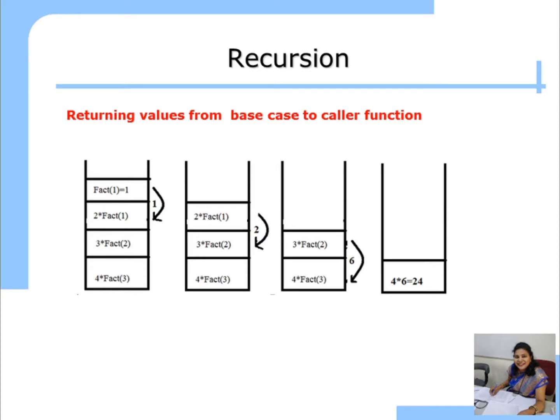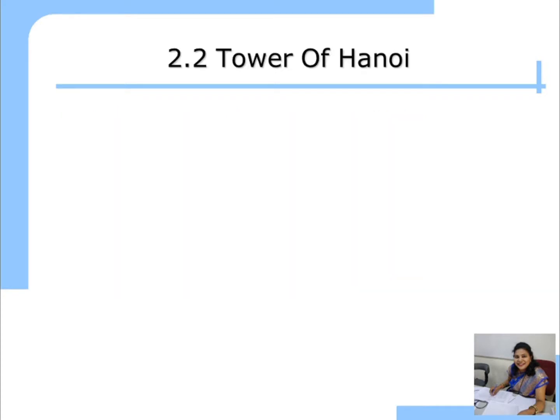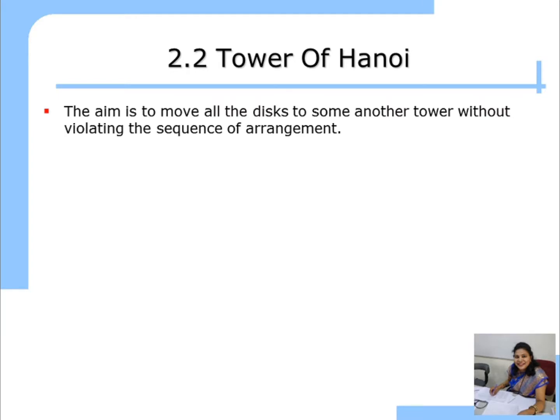Let us take another example of recursion. So another recursive function is the Tower of Hanoi. So first understand the problem of the Tower of Hanoi. The aim of the Tower of Hanoi problem is to move all the disks to another tower without violating the sequence of the arrangement. Means as it is, whatever disks are present in one tower, we have to move all the disks from the source tower to the destination tower. Okay, but there are some rules.